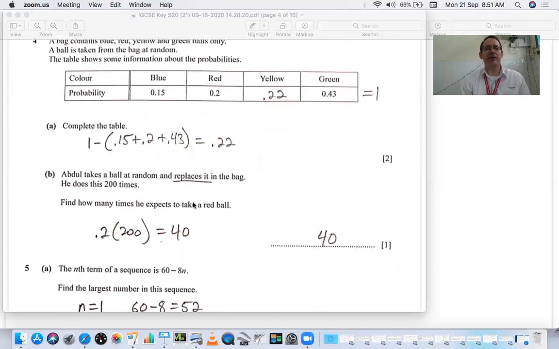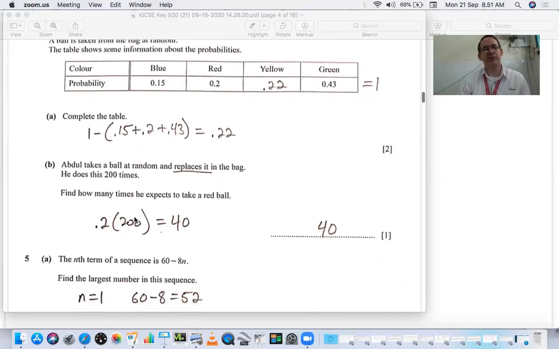Abdul takes a ball at random and replaces it in the bag. He does this 200 times. Find out how many times he expects to take a red ball. Well, red is 0.2, so if you do this 200 times, 0.2 times 200 would give you an expectation of 40 red balls.